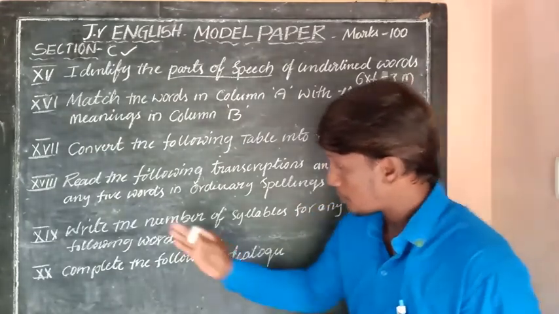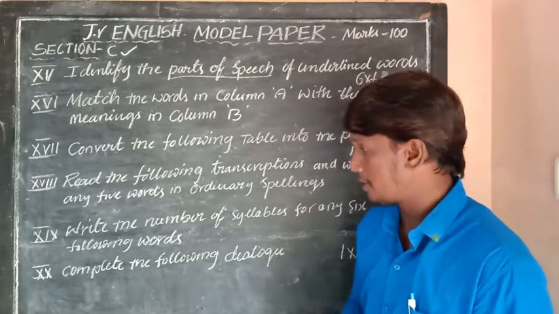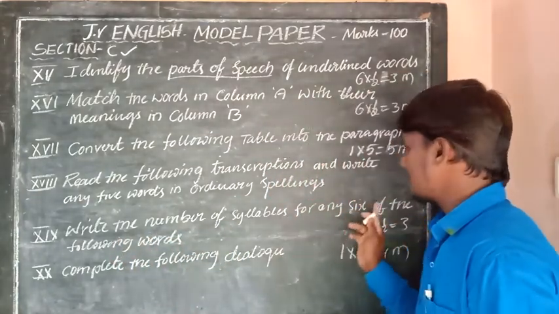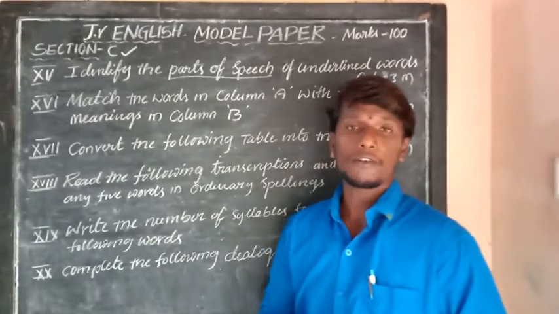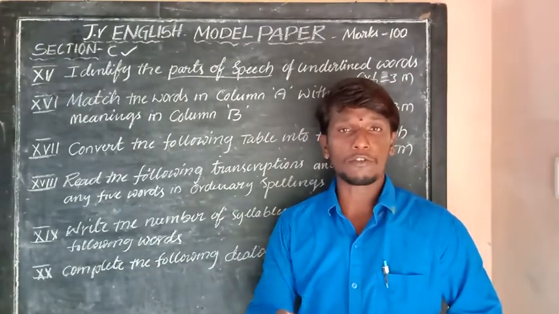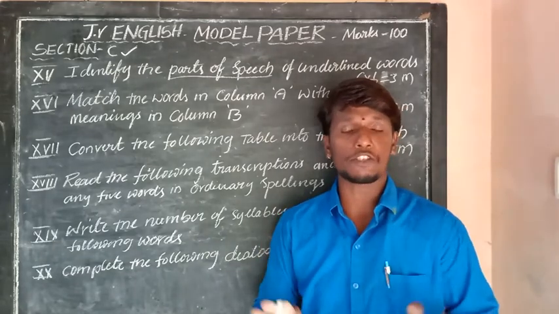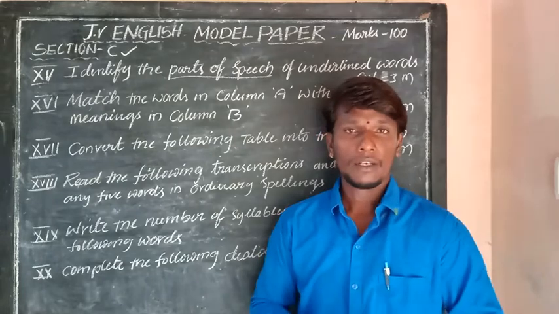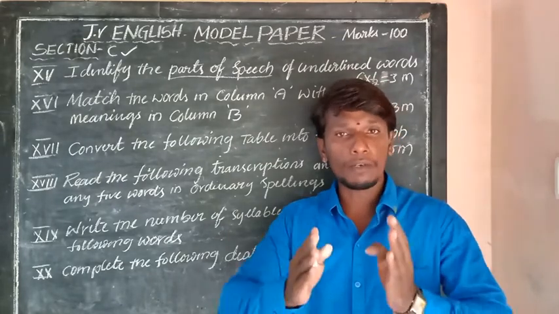Now let's move on to question number 19. Question number 19 is: write the number of syllables for any 6 of the following words. You will be given 10 words, and you need to write syllables. Syllable in the sense the complete sound, both the consonant and vowel. The sound of the words should be written.